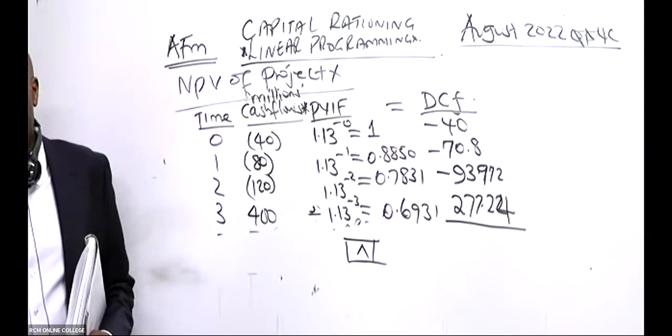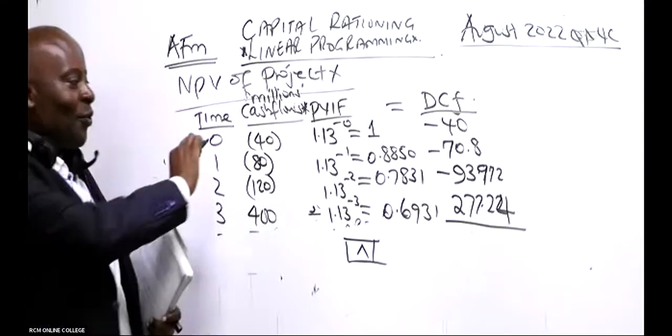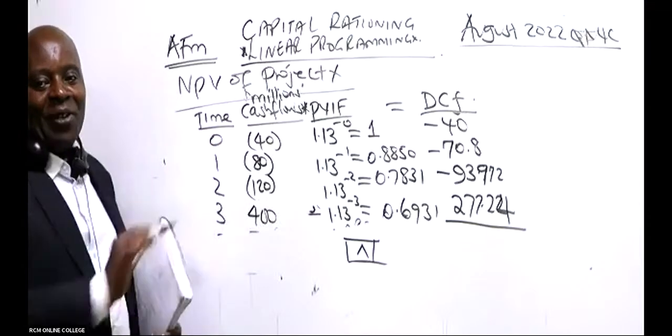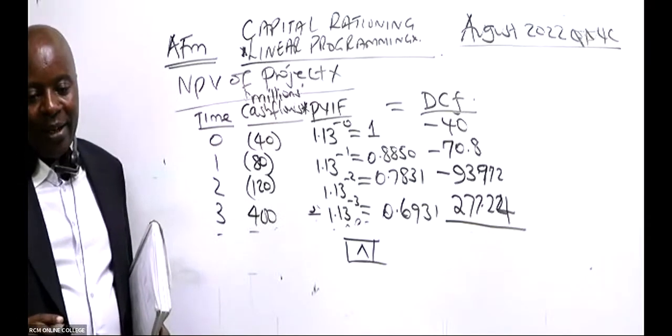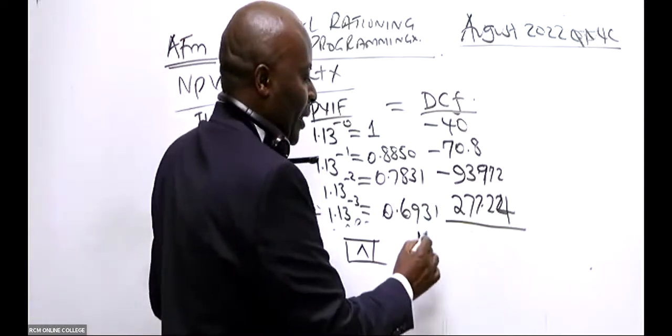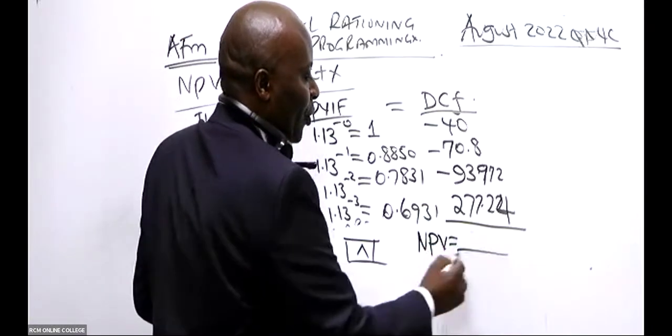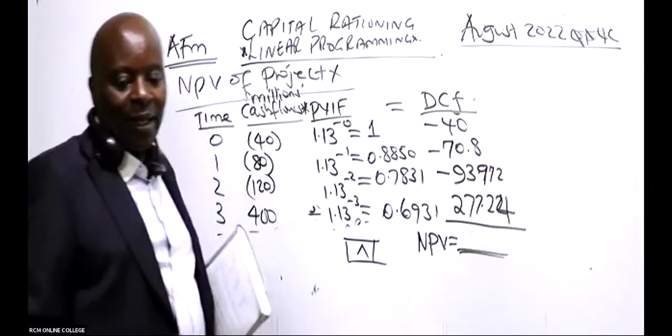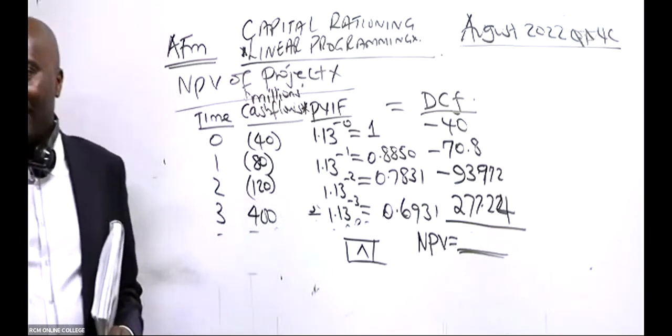The answer we get, we shall call it net present value, because you see it's net of the initial outlay. So I'll come here and write net present value. So how much are we getting as our net present value, if you don't mind?